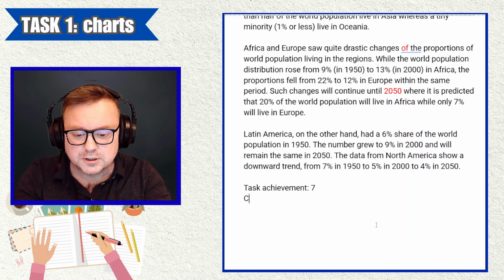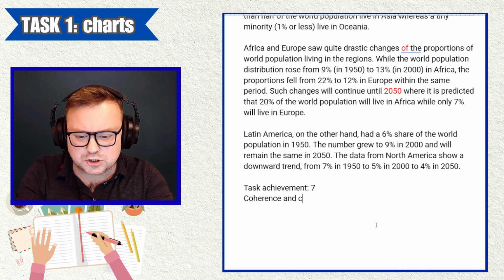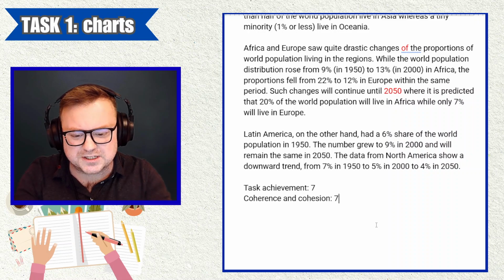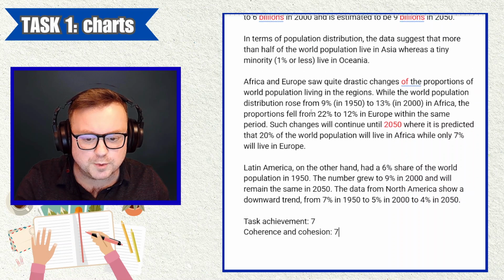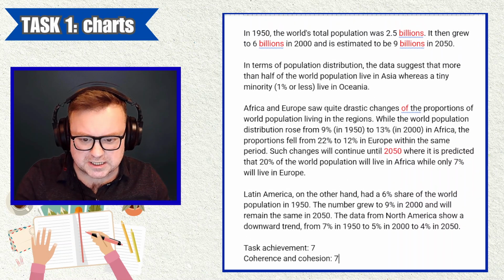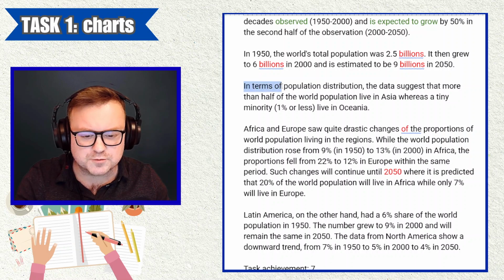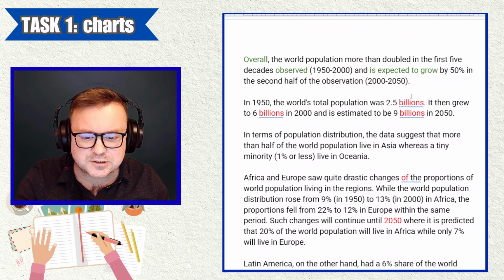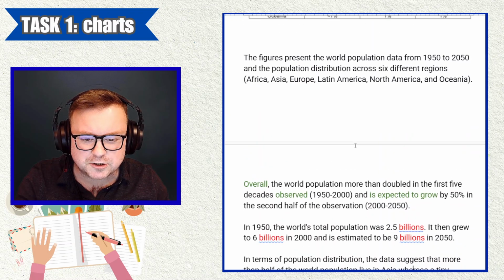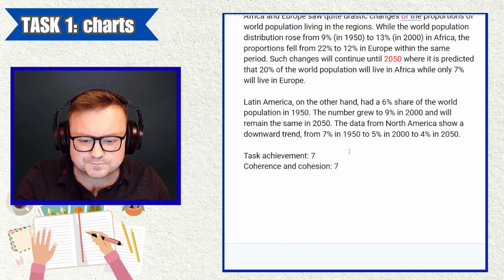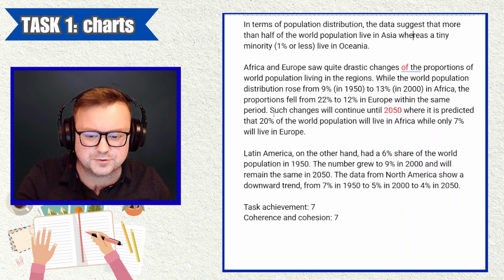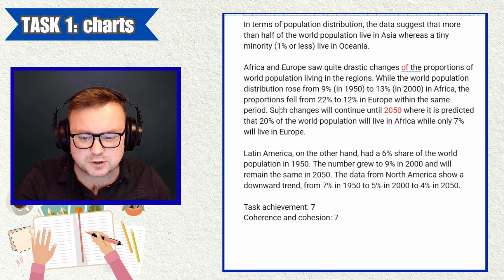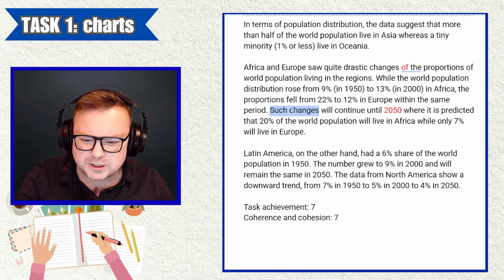It's really, really good. So coherence and cohesion. This one I'm also going to give 7. And again, you should have more because, again, your signposting language is wonderful. Love this in terms of whereas. All of this is really, really, really good. There's inside paragraphs, we get also reference words here, such changes. Referencing is really important in task 1. So this is really, really nice.